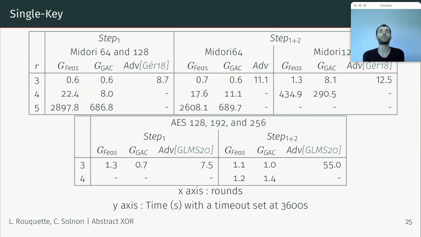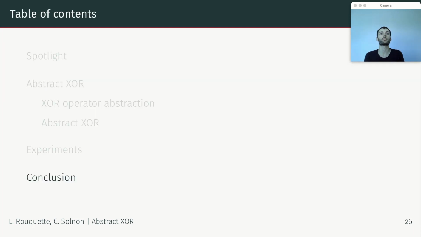Now we have the results for the single key attack. The single key attack only allows injecting differences in the plaintext and not in the key. Global models are the only ones that can solve 5 rounds of Midori 64 and 4 rounds of Midori 128 in less than 1 hour. Moreover, as the two steps are mixed in the same model for global models, they can solve the full problem of the single key attack for AES with 4 rounds.